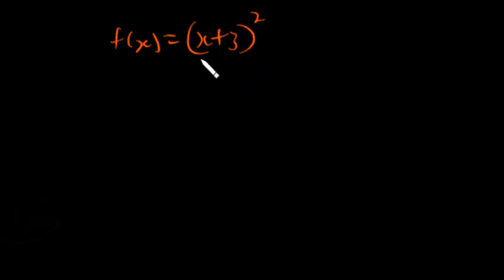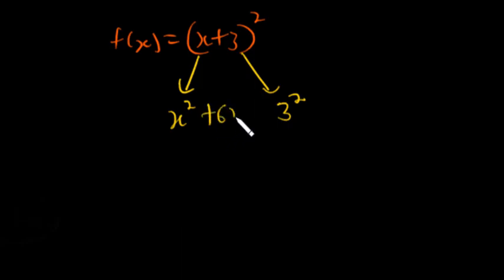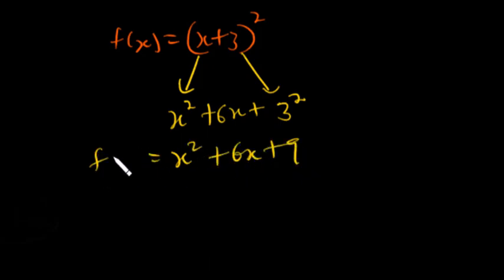So it is a binomial. I have two terms here, so I'll put the x here and square it, and put the 3 here and square it, and what I have here will be 2 times 3 times x. So 2 times 3 is 6, and 6 times x is 6x. So I have x squared plus 6x plus 3 squared, so that's going to be x squared plus 6x plus 9. So that is the function f of x.